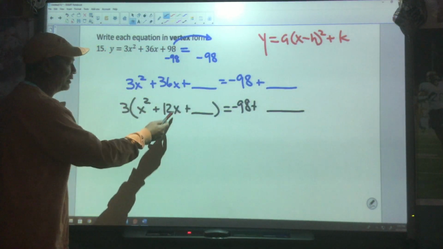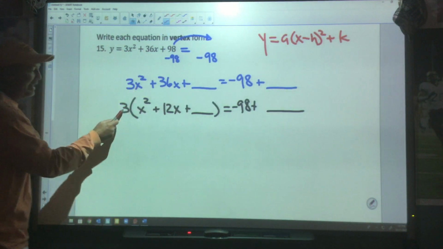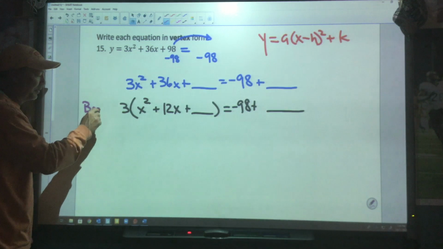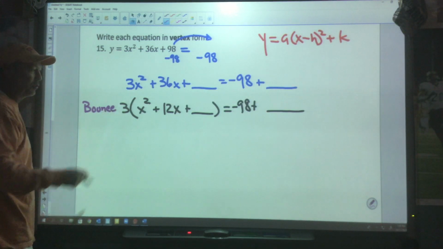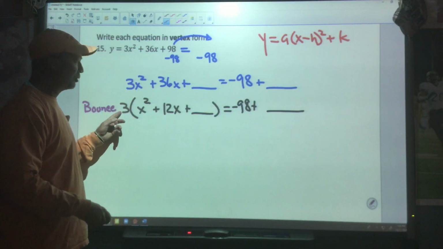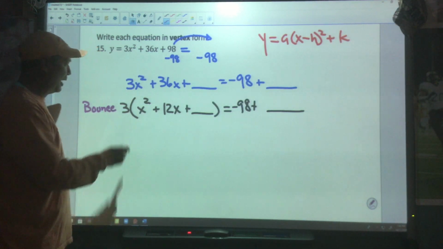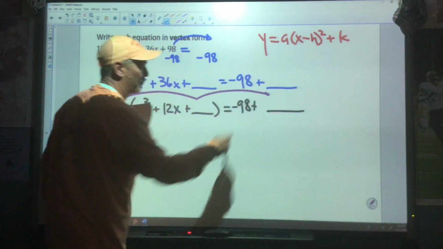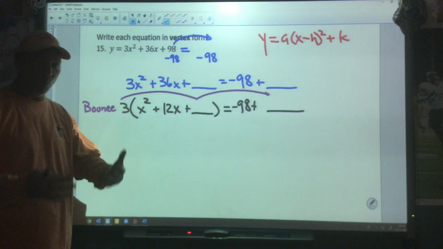Now here's the thing we need to remember. If I factor, I will have to bounce. This is where Coach Reeves is a little bit different than most teachers, but if I factor out this 3, I'm going to have to bounce this 3 here to here. All right, so we keep working.